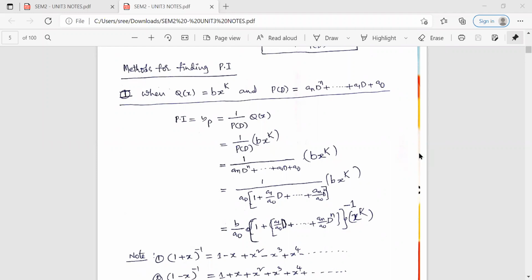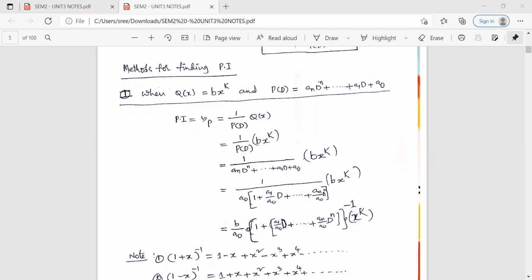See here, for finding yp, we have so many types based on the q of x. That means if the equation has q of x in e power ax form, we get one type of yp solution. If q of x is in sin ax or cos ax form, we get another type. If q of x is an algebraic equation, that means x square plus 1 or 2x minus 1, like this, we get another type of solution. And the combinations also have different types of solution.